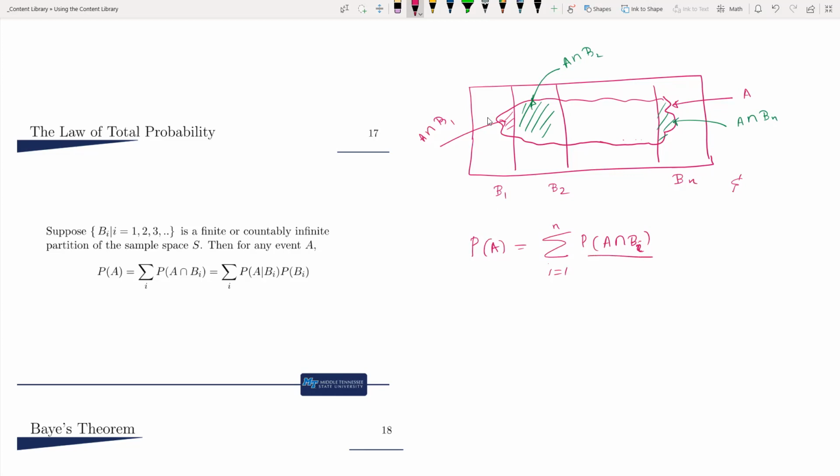Now this one, probability A and Bi, you can rewrite using conditional probability. What is A and Bi? That's probability A given Bi times probability Bi. So this we call the law of total probability.